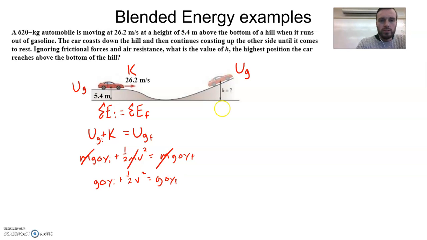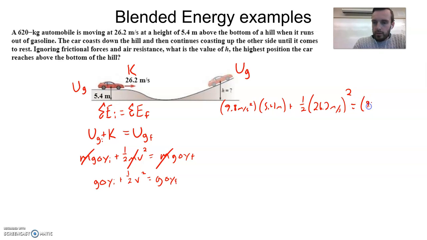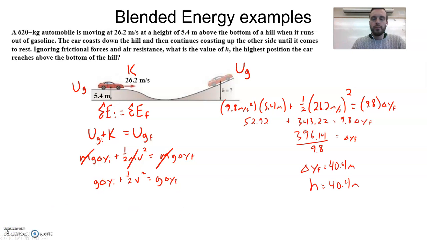Okay, well, let's go ahead and plug some things in. We're doing math, so we're going to be precise and use 9.8 meters per second squared. That's going to be our g. Our delta y here is 5.4 meters. And then we're going to add 1/2 v squared, 26.2 meters per second, and we're going to square that whole deal. And that's going to be equal to 9.8 times delta y. So I'm going to pause and do a little calculator magic. Bam! And we got the calculator magic going on. You can pause to take a look at those steps.